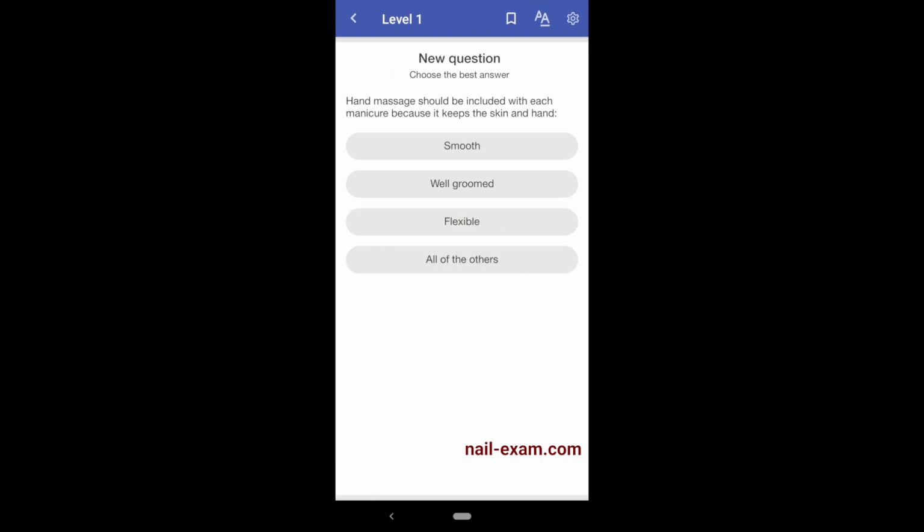Hand massage should be included with each manicure because it keeps the skin of the hand. Answers: A. Smooth. B. Well-groomed. C. Flexible. D. All of the others. The answer is D.